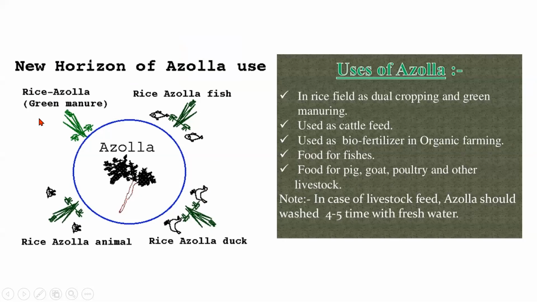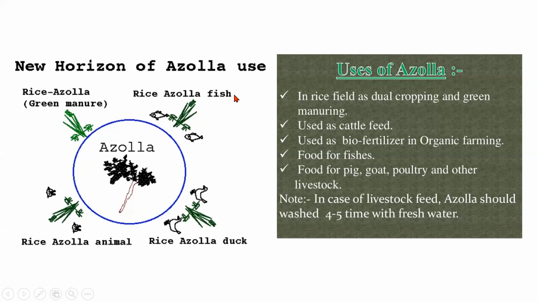Green manure means after the harvest, before the next season. Before planting in the next season, you add azolla to the soil and mix it. One or two months before, you mix the soil with azolla. So the azolla will get decomposed and the soil will be rich in nitrogen. So when you sow the rice seeds, it immediately acts as a very good fertilizer. So rice azolla can be used as a green manure.